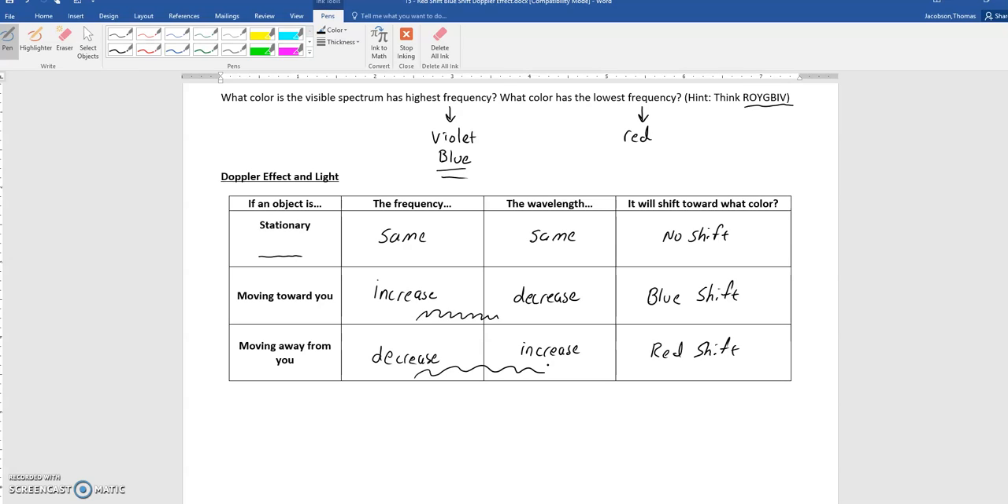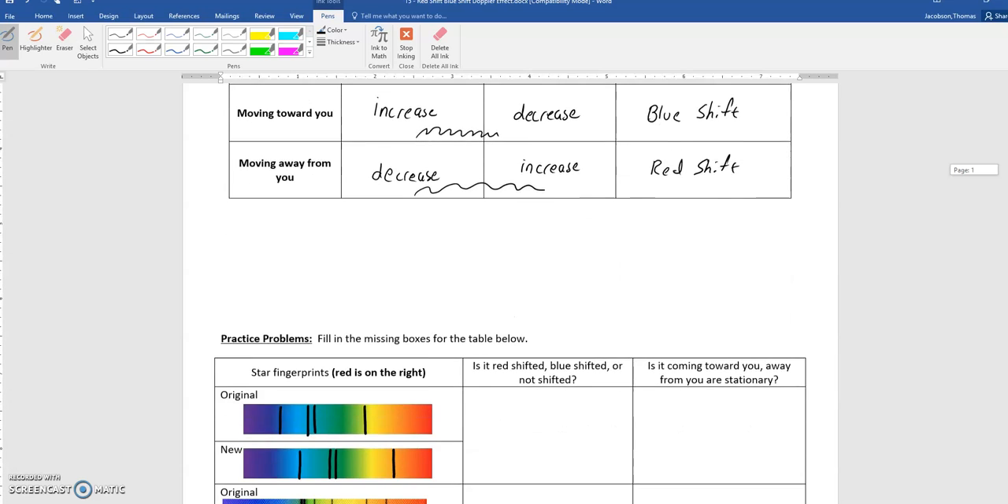Now obviously in real life you never notice this because the speed of light is so fast, but if you're an astronomer and you're working with really expensive pieces of equipment, they can tell these tiny little changes in the shift of the color if an object's moving towards or away from us.